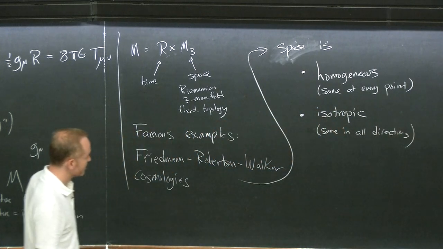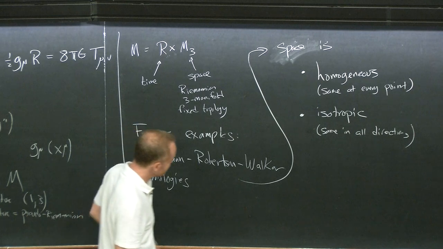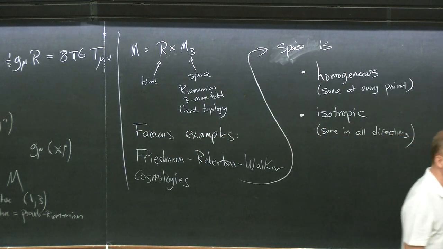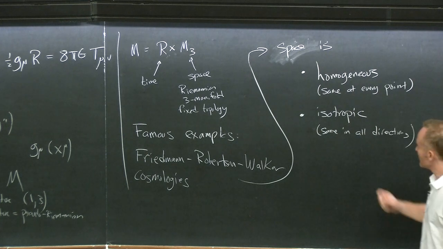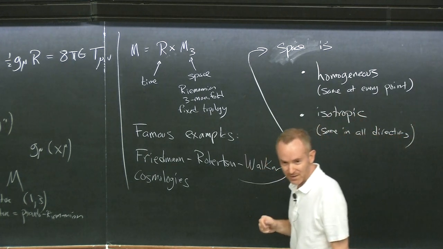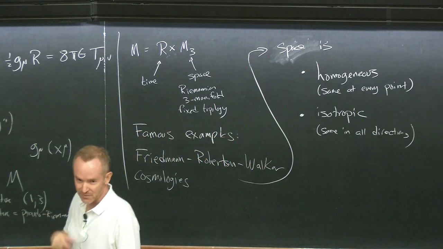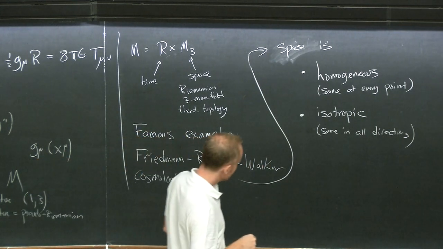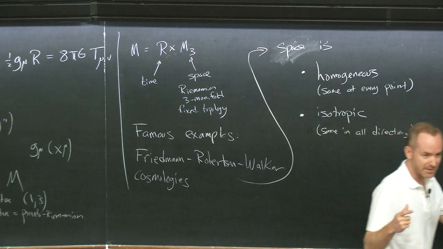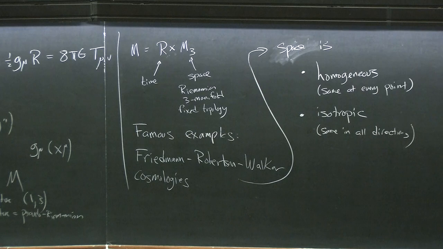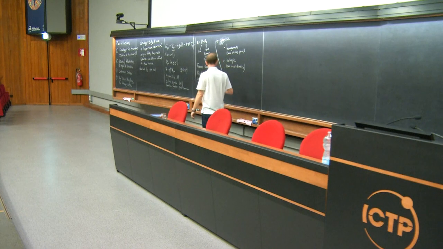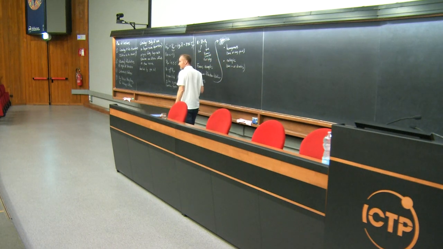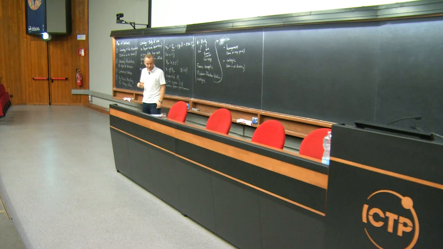At first sight, you might think these are redundant with each other, but they're not. For instance, imagine you had a universe which is full of an electric field that's always pointing in some particular direction and has constant amplitude. So that would be homogeneous. At every point, it's the same, but not isotropic because this electric field chooses a direction. Conversely, you could have a universe which is spherically symmetric around some point, like where we are, where the density or some other quantity varies with radius. That would be isotropic, at least at that point, but it would not be homogeneous. Okay, so these are two distinct features.